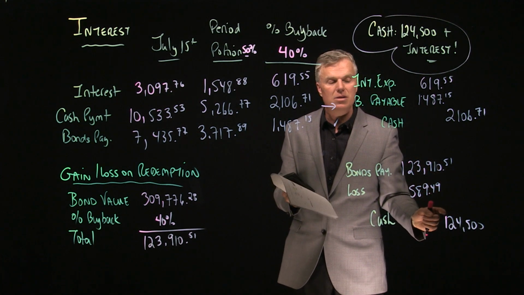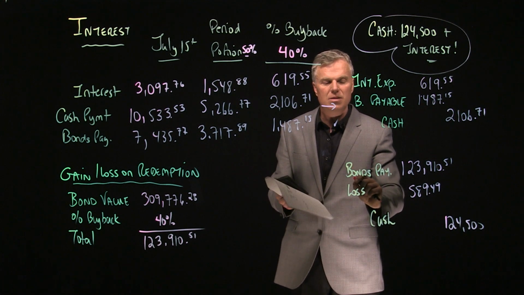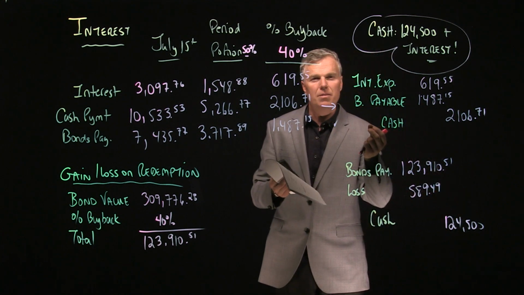If this value here was bigger than this value, then that difference would result in a gain. Remember, debits have to equal credits. So on the left-hand side, that's a loss. If it was on the right-hand side, that would be a gain.